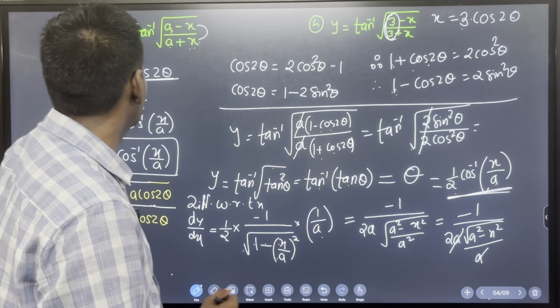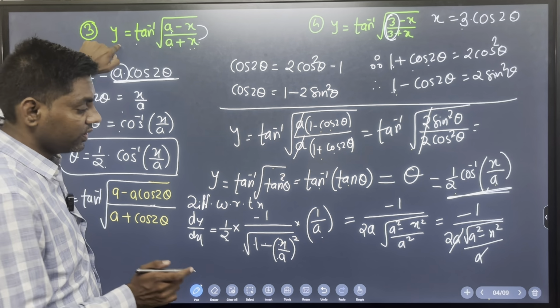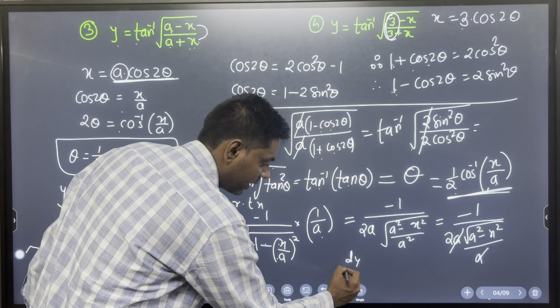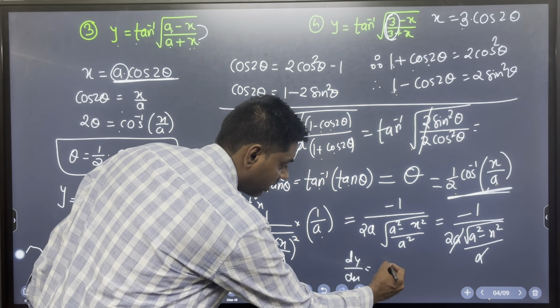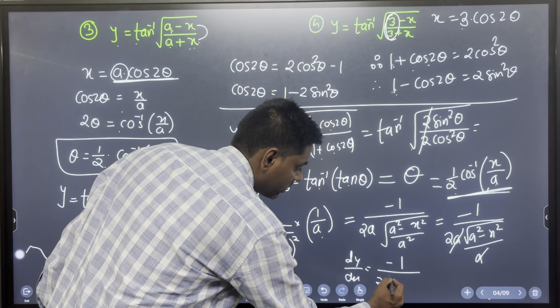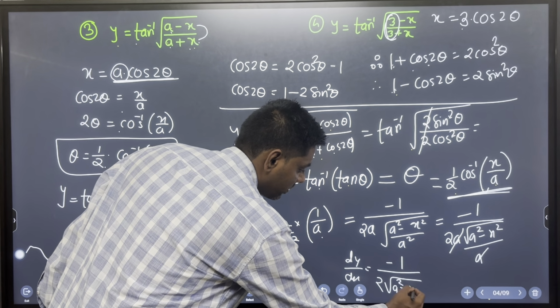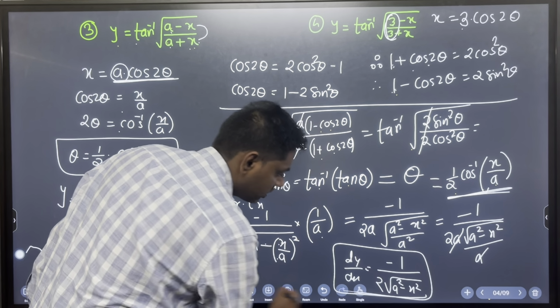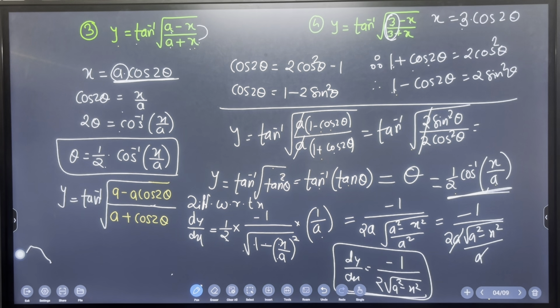So what is the final answer of this question? Very easy. Remember, dy by dx is minus 1 upon 2 into under root of a square minus x square. This is the answer of this question.